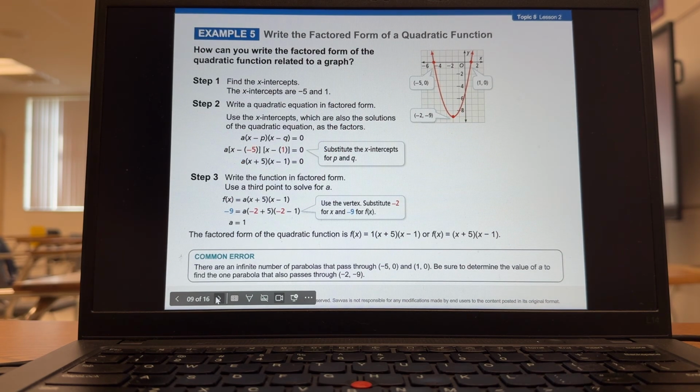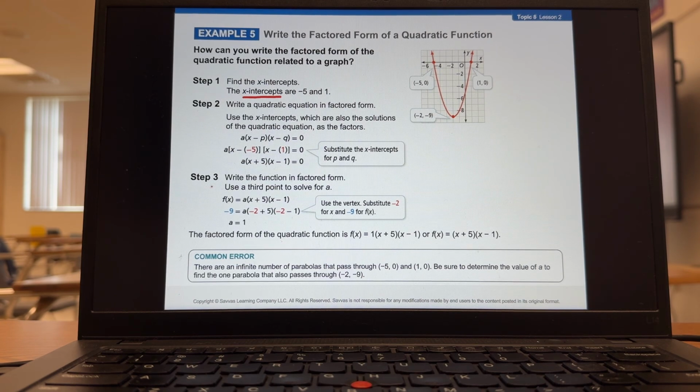How can you now write the factored form of the quadratic function related to a graph? So you have a graph, which means you can get your zeros from a graph. My zeros, or x-intercepts, are -5 and 1. And then you're going to have to use any point on your graph. Vertex is probably the easiest.